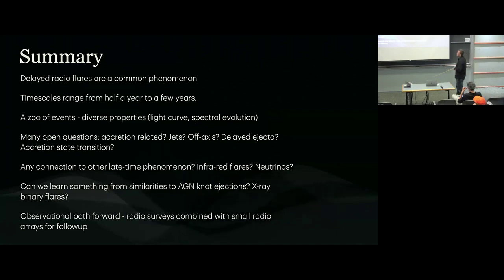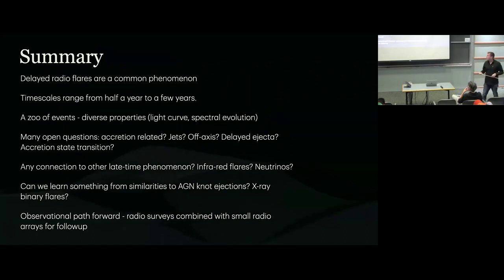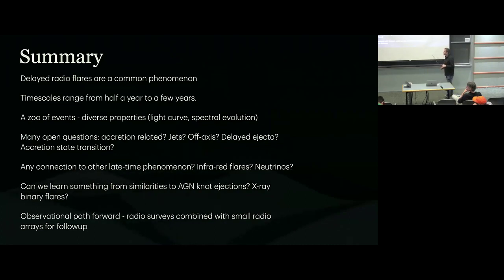There are many open questions, whether it's related to accretion, whether it's related to jets, maybe off-axis jets, or whether it's just delayed ejecta related to a transition in the accretion state. Can there be any connection to late-time phenomena in other wavelengths? Maybe these infrared flares, or maybe neutrinos? I don't know. Can we learn something by looking at other phenomena like AGN knot ejections that are used to explain the blazar flares, for example? Or maybe look at X-ray binaries and learn something applicable to those.